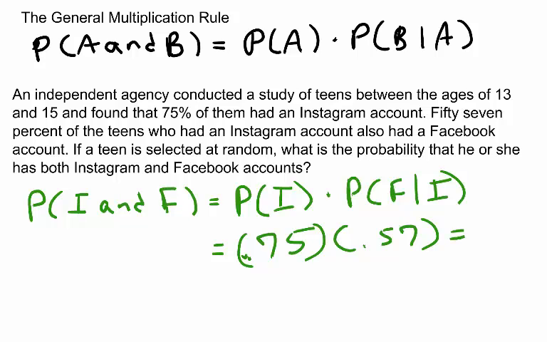Multiplying the probabilities gives us 0.4275, or 42.75%.